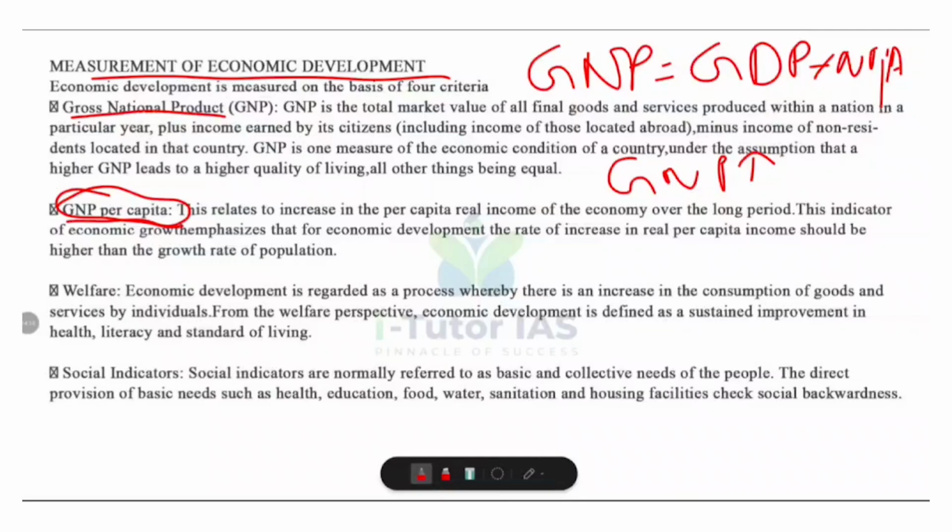Okay. The second one, GNP per capita. While GNP shows total national output, it does not tell us how much each person gets. That's why we use GNP per capita, which is GNP divided by the total population. GNP per capita reflects the average income per person and a sustained increase in real or per capita income. Real per capita income means inflation adjusted per capita income over the long period. It is considered a sign of economic development. However, this indicator is meaningful only when the growth rate of GNP is higher than the population growth rate. If population grows faster than income, per capita income will fall.